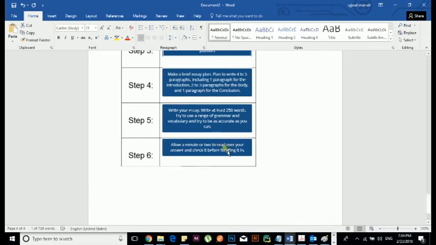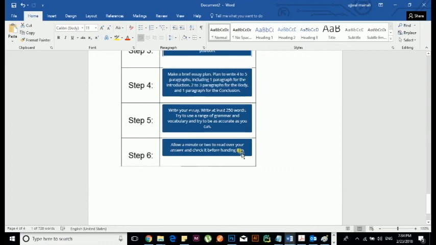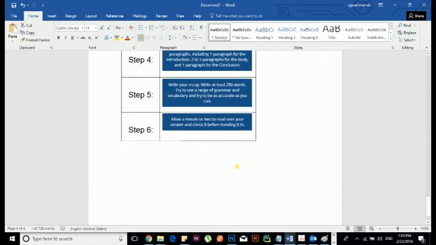And the 6th step is to allow a minute or 2 to read over your answer and check it before handing it in. So here are the common techniques to approach writing sections.